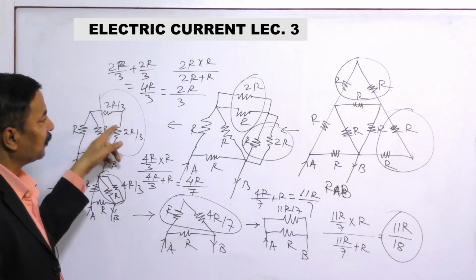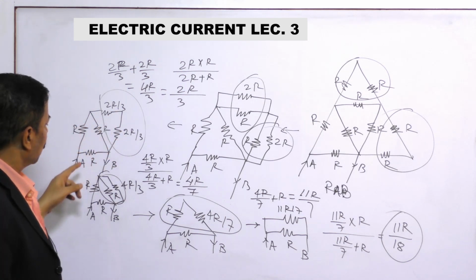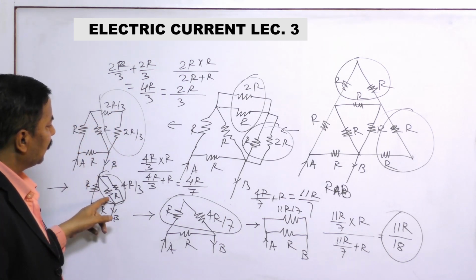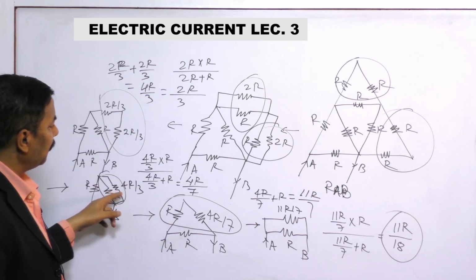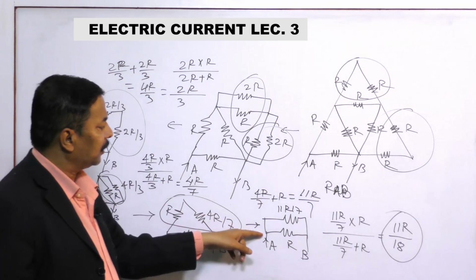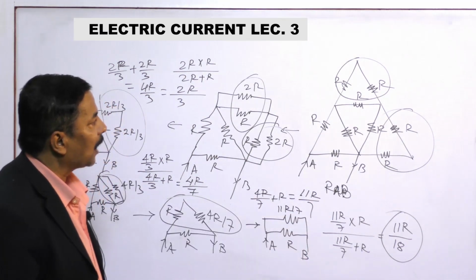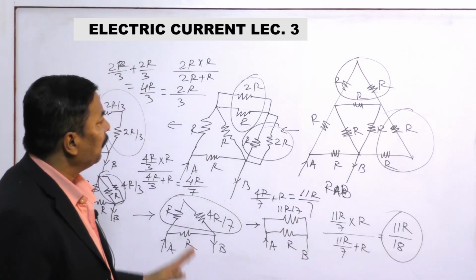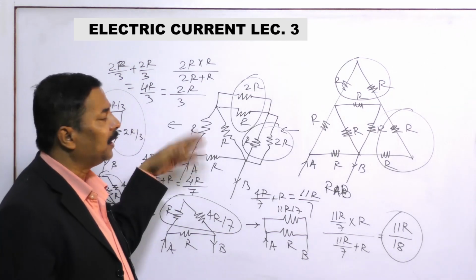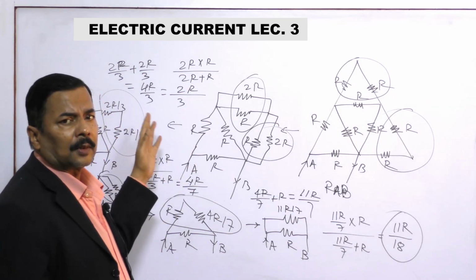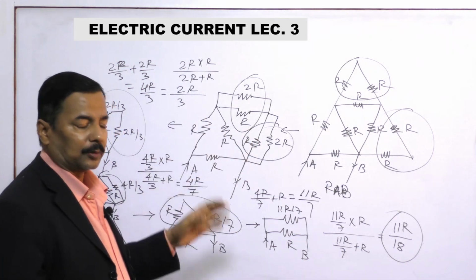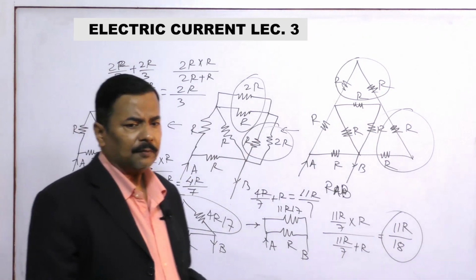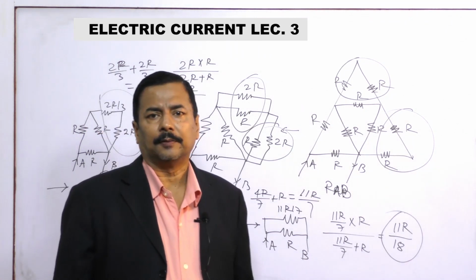Now these two are in series, so we get this equivalent diagram, and then we get this equivalent diagram because these two are in parallel, and the final result is 11R by 18. So this will help you in building the concept of series parallel combination. Here series is also there and parallel is also there. Now we will move to the next question.